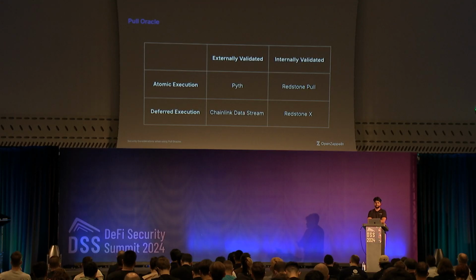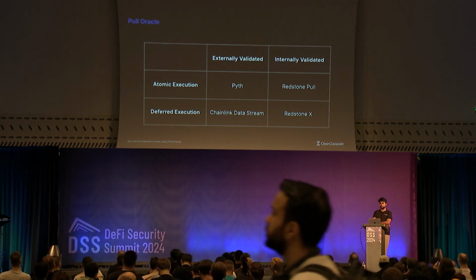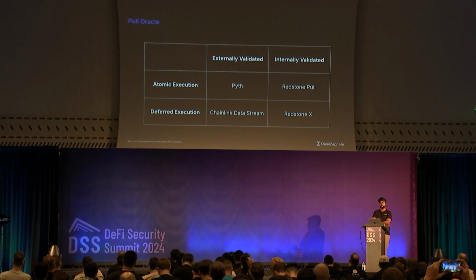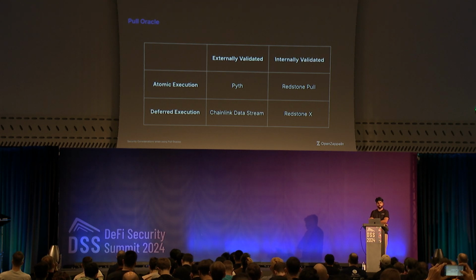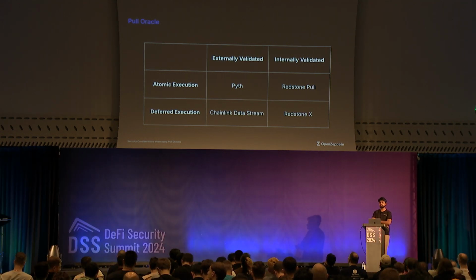So this basically gives us 4 types of pull oracles. Pyth is an example of a pull oracle that's externally validated by the Oracle network itself, but supports atomic execution. The Chainlink data stream used by GMX is an example of an externally validated pull oracle, in which the execution is deferred. So the price is transmitted to the blockchain in another transaction and not in the same one. Then you have internally validated pull oracles.